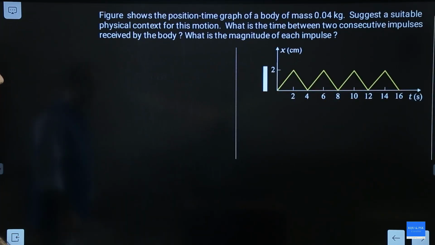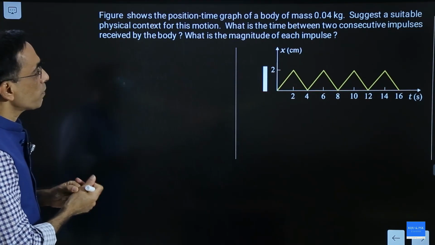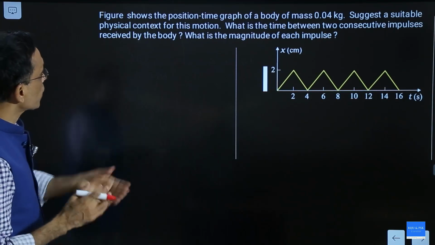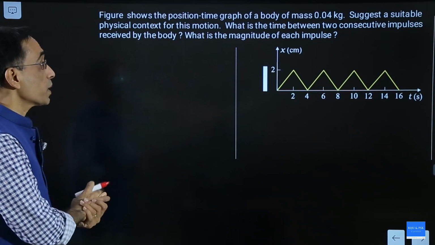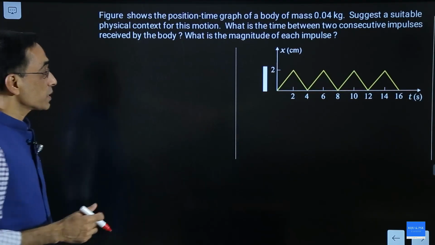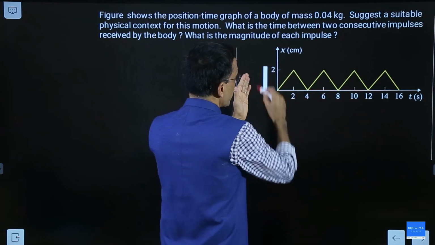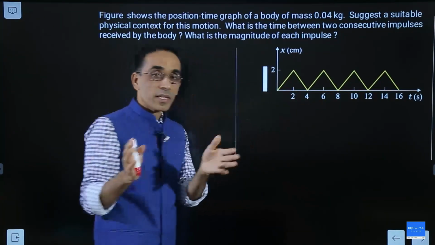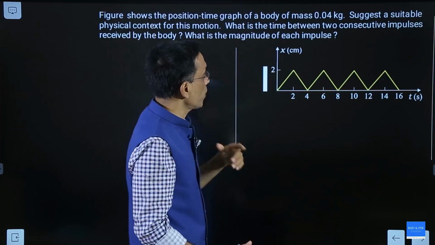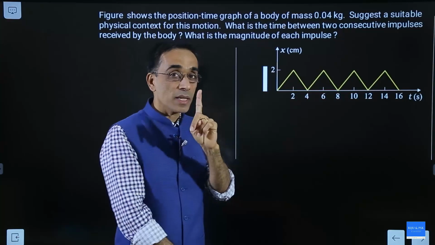Oh my God, what is this? The figure shows the position-time graph of a body of mass 0.04 kilogram. Suggest a suitable physical context for this motion. What is the time between two consecutive impulses received by the body? What is the magnitude of each impulse? If you look at this portion, you can see that this is just like the previous example. It might have been at rest initially, it started moving uniformly, and from the slope of the x-t graph, 2 by 2, 1 meter per second is the speed.